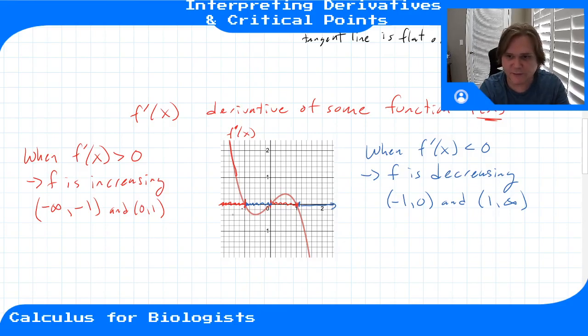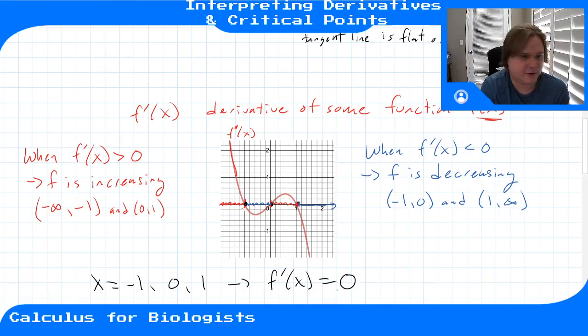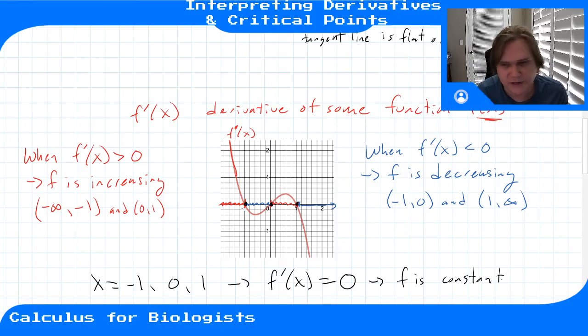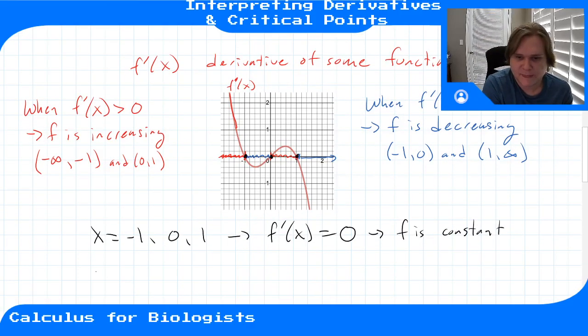And then what happens at these points in between, where we're piecing together increasing versus decreasing? At these three points, x equals negative 1, 0, and 1, the derivative is equal to 0. F is constant at those three points, constant for that moment in x. We call these critical points.